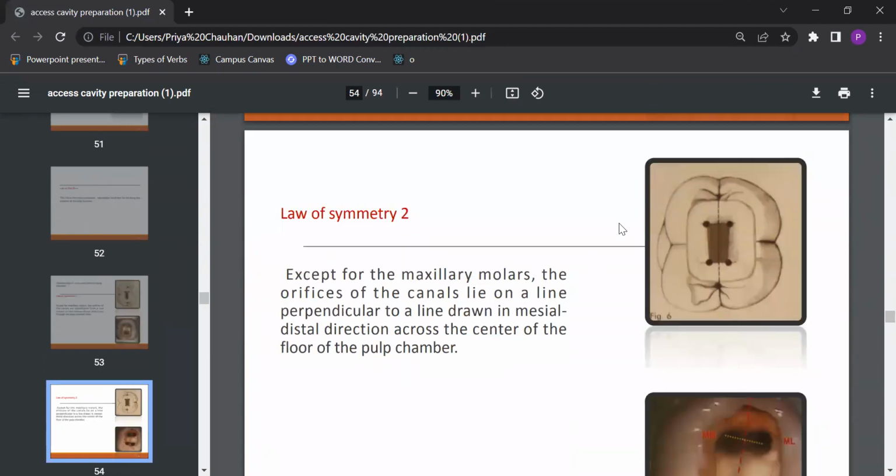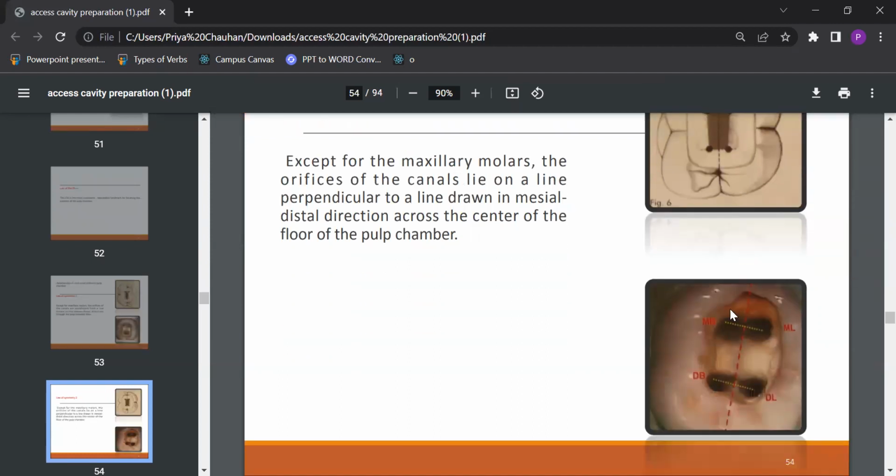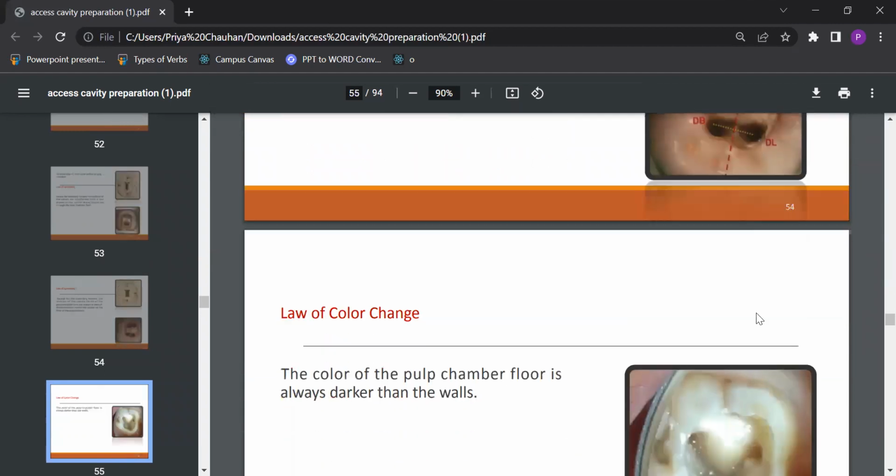Next is law of symmetry 2. Except for the maxillary molar, the orifices of the canal lie on a line perpendicular to the line drawn in the mesial-distal direction across the center of the floor of the pulp chamber. See, both are in the same direction. We will remember these laws of symmetry, because if we find one canal, the other will be found quickly. Next is law of color change.